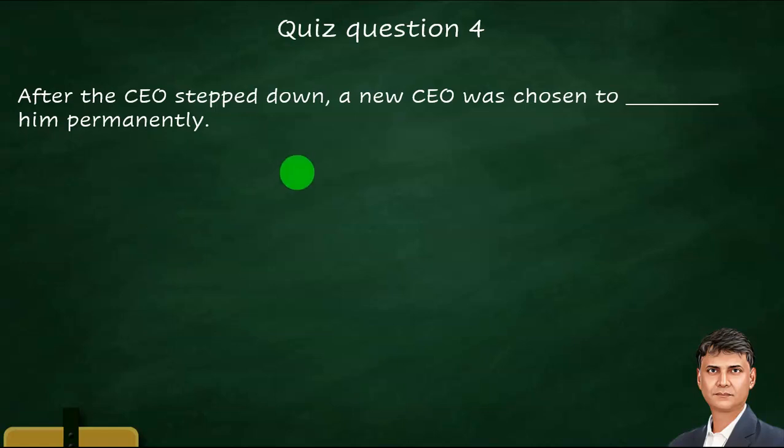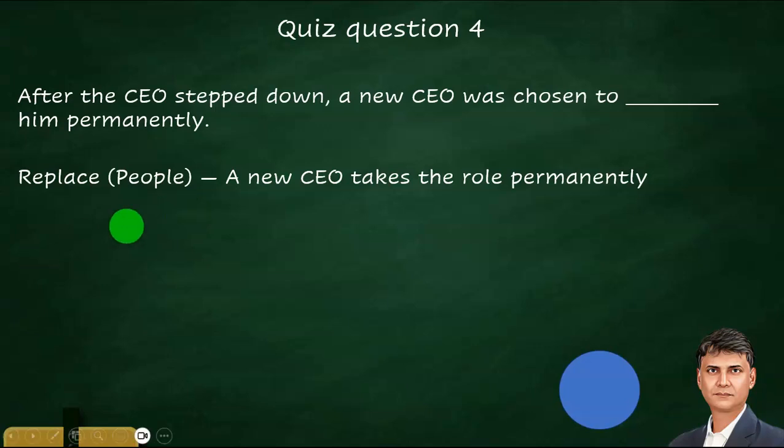Quiz question number 4. After the CEO stepped down, a new CEO was chosen to dash him permanently. Right? Your 5 seconds start now. Alright, the answer is replace with people. A new CEO takes the role permanently.